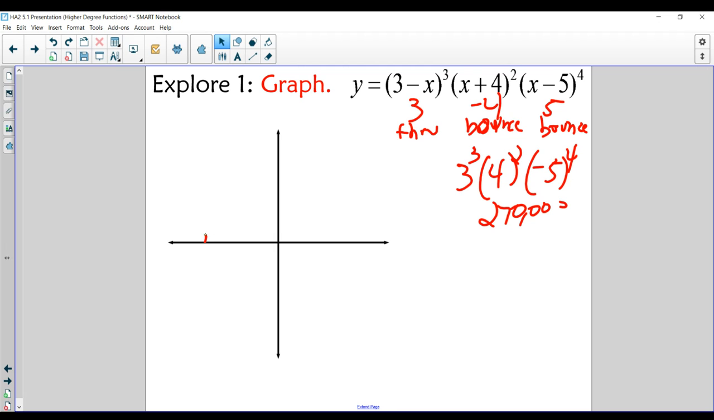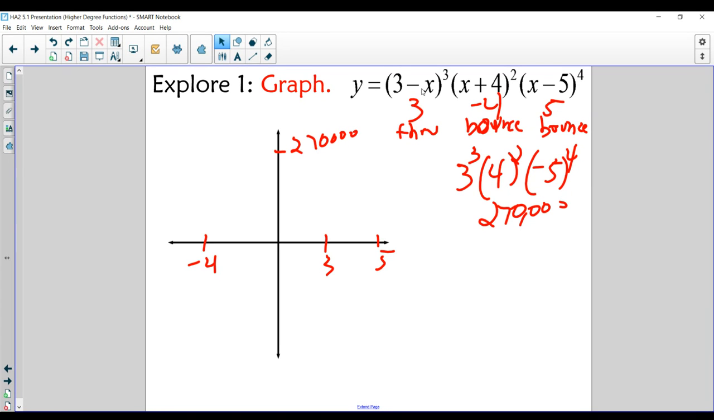Okay, so let's put our numbers here. So we got negative 4 there, 3 here, 5 here, 270,000, excuse me. And we are going to have a degree on this one of 9. 3, 2, and 4 would give me 9, and a negative leading coefficient.